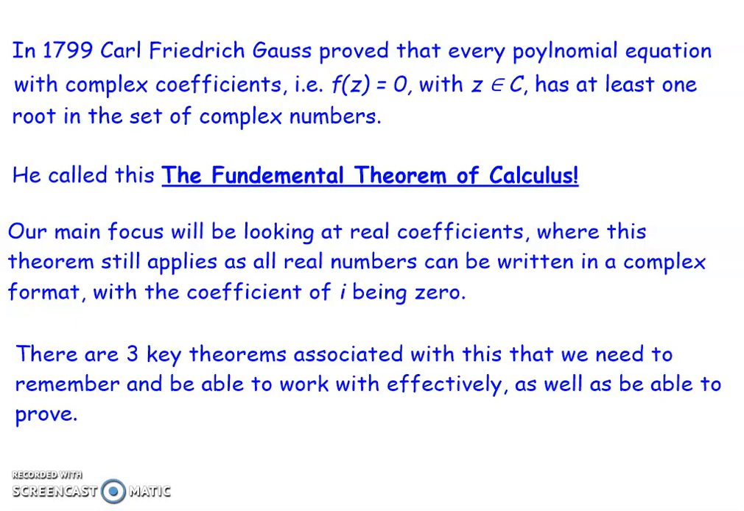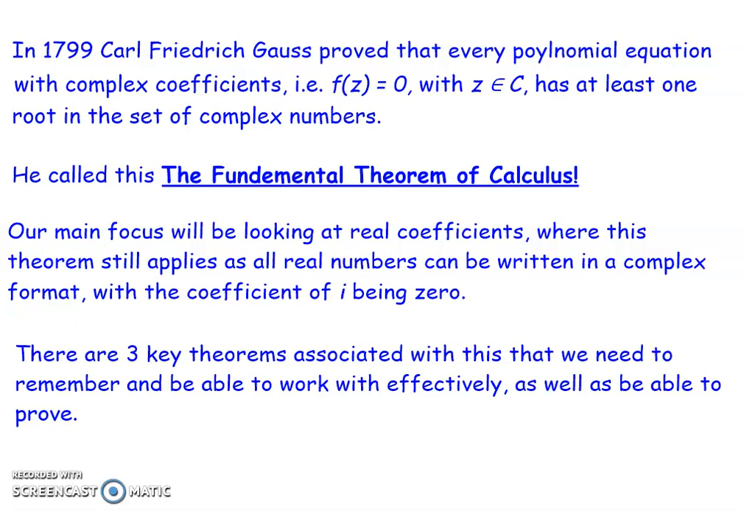So it's got at least one complex root. And he called this the fundamental theorem of calculus. Now our main focus will be looking at real coefficients. Now this theorem will still apply purely because we're able to cheekily write every real number in a complex format. The only difference is the coefficient of the imaginary part is 0. So technically every number we work with is a complex number, but with no coefficient in front of the imaginary part.